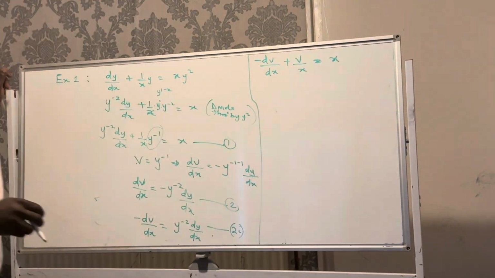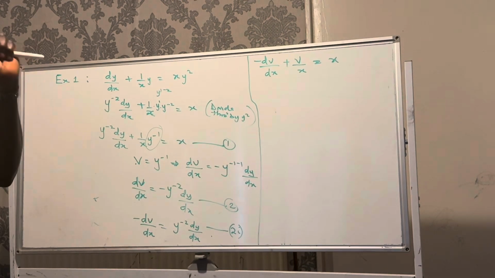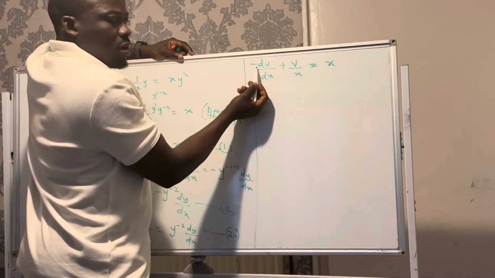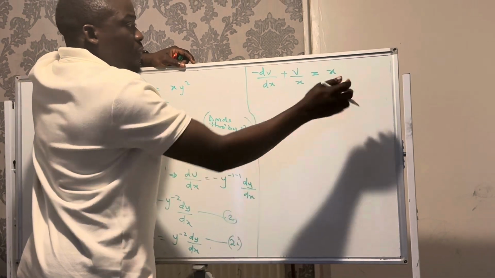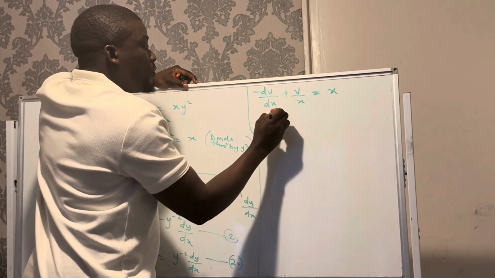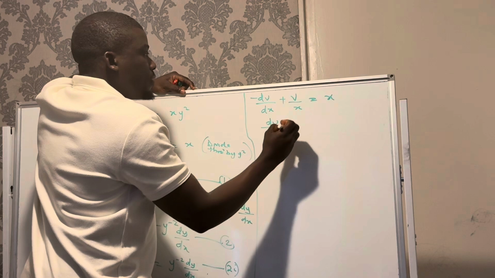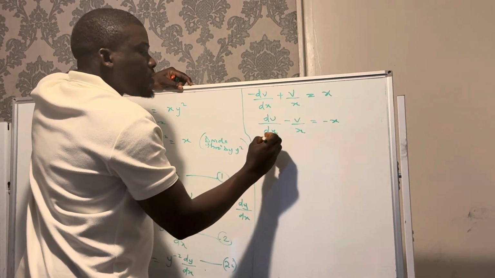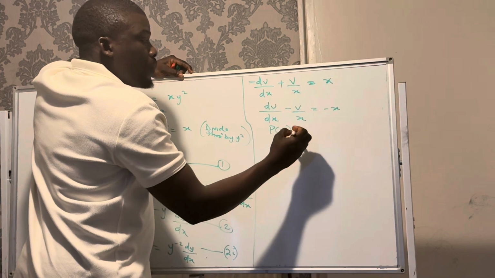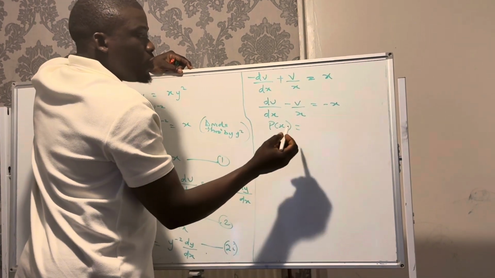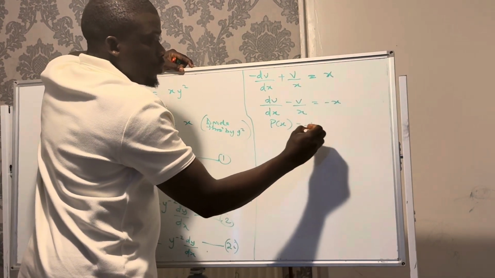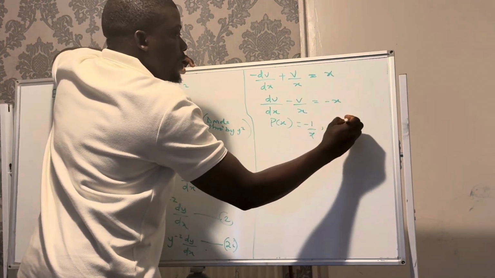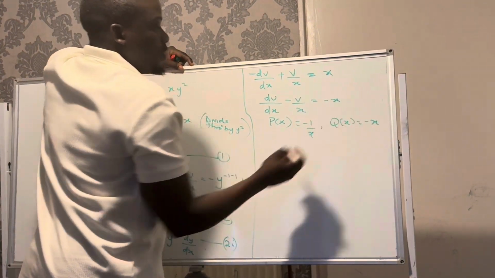This is now a first order linear differential equation. But I can decide to remove the negative here by multiplying through by minus 1. Then we have dv/ds minus v all over s to be equal to minus s. So what's our p of s here? Our p of s will be equal to minus 1 over s, and my q of s will be equal to minus s.